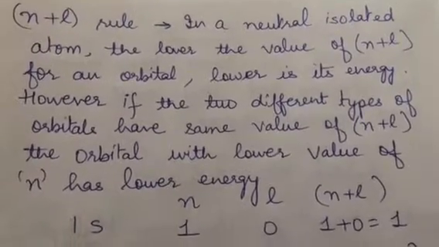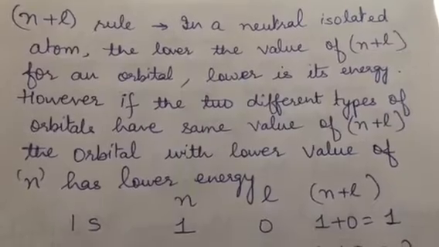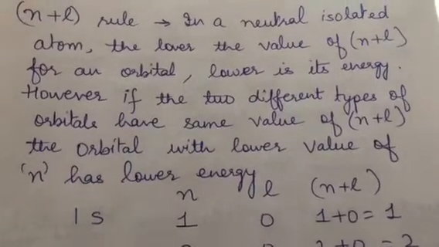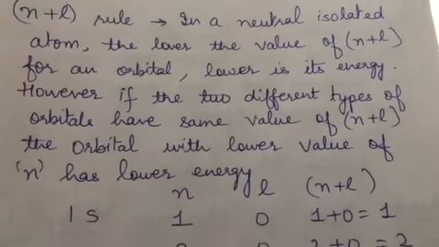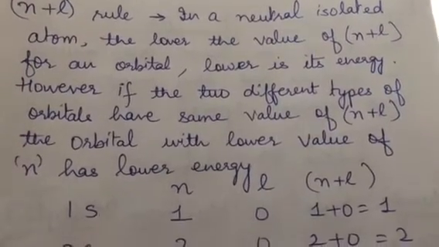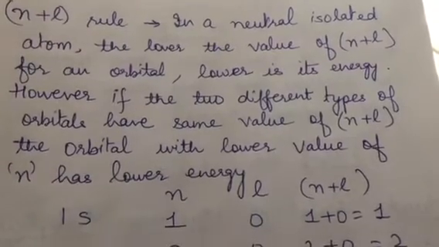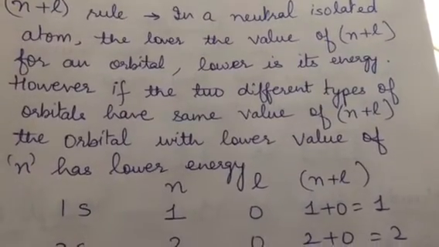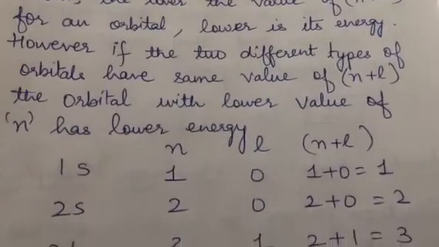Next is the n plus L rule, which says that if we take the sum of n and L, the lower the value of n and L together, the lower is the energy of that orbital. However, if two different types of orbitals have the same value of n plus L, then the orbital with lower value of n has lower energy.